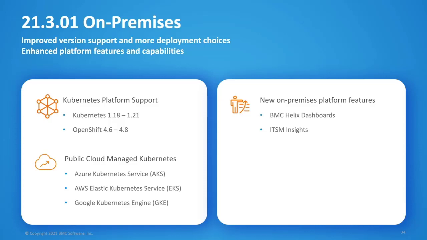So you can expect to see these added to our support matrix, with instructions for how to deploy, from December and into the new year. The 21.3 release includes a number of new features, most notably all the enhancements that we've talked about today, but also BMC Helix dashboards and ITSM Insights will be brought on premises for the first time. ITSM Insights includes native AI capability delivered within the platform, and BMC Helix dashboards, as you've seen today, is a fantastic new reporting solution that will be available for the first time on premises.